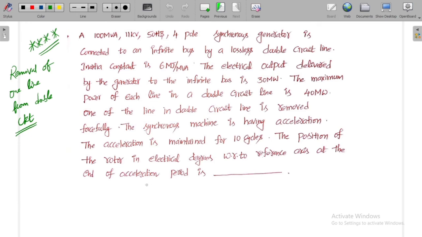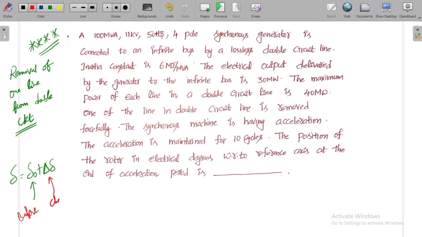How can you solve this? First, in order to find the position of the rotor at the end of this acceleration period, we need to know the change in delta value. So the final value of delta is given by delta naught plus delta delta, where delta naught is the load angle before the disturbance. Here the disturbance is nothing but the sudden removal of a line.